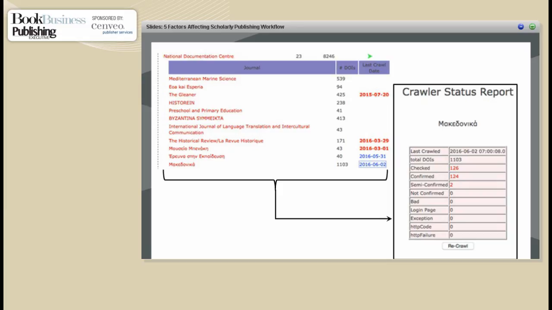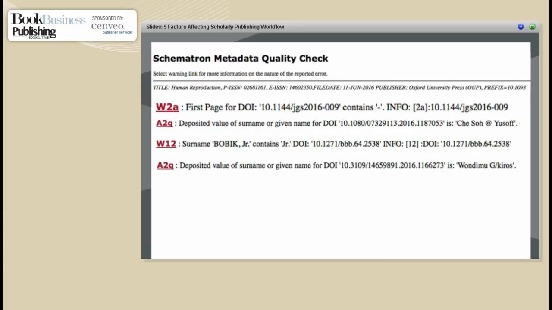We also do supply our members quite regularly with a report on the quality of metadata that they're sending into us. This is a cut and paste of a few of the reports, and it's indicating, for example, that for one of the DOIs, the page contains a dash, which probably means instead of a page, it's a page range. That's not a good thing. It's not really an accurate reflection of the metadata.